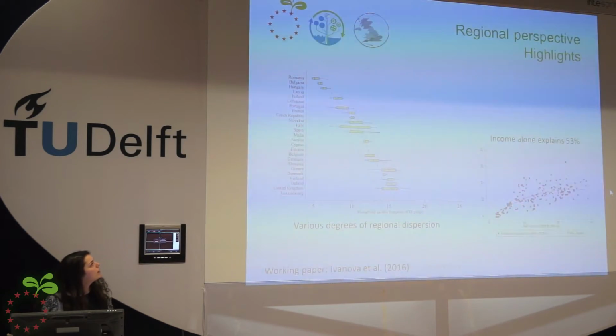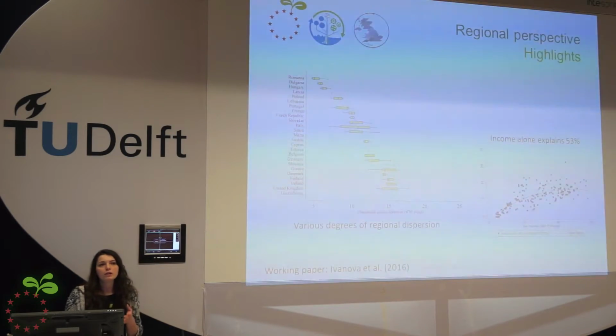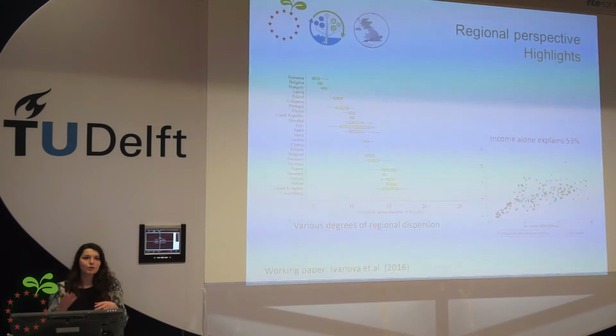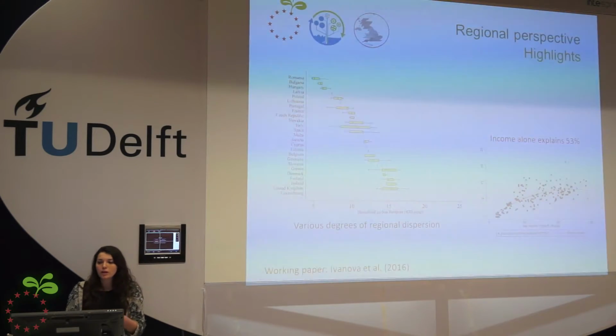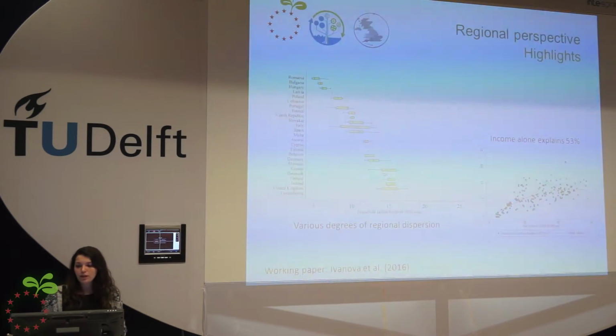So if you think of the dispersion in terms of per capita level, you'd see that some countries are really associated with much higher dispersion than others. Italy is a really interesting case because the difference between the poor and the rich regions in terms of their footprints is about the size of the Romanian or Bulgarian average footprint. So we're talking about really big differences here.